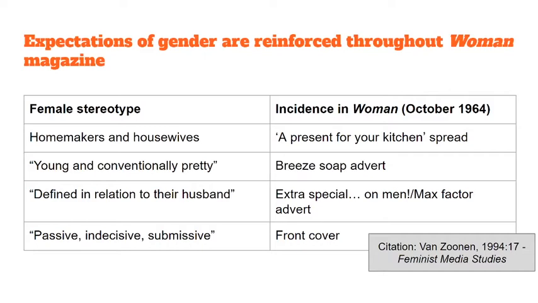Another stereotype of women is that they are defined in relation to their husband or some other man. And we see this a couple of times in Woman magazine. So even though this is Woman, the women's magazine for women, we still see men in the magazine, often reinforcing women. So, for example, in the one-page article, Extra Special on Men, it's kind of a jokey article, but it reinforces the idea that women should be buying presents for men, women should be looking nice for men, women should be doing this and that in order to snag themselves a man.